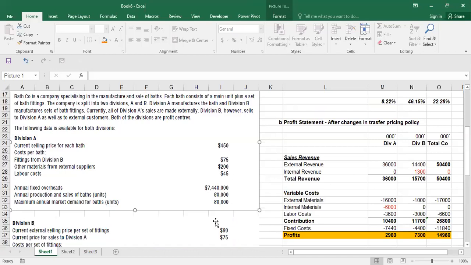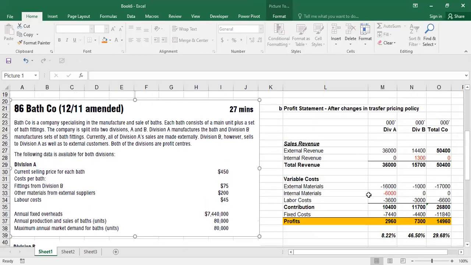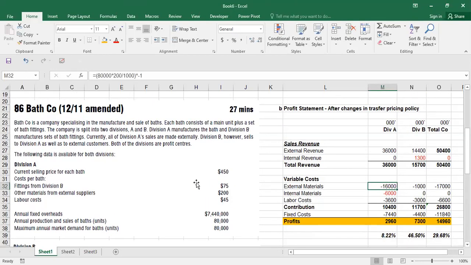See here. I'm making the external material for division A. Division A, how much is their production? Their production is 80,000 units, and they buy from it externally at $200. This will remain the same as before, okay? There is no change in this $200.